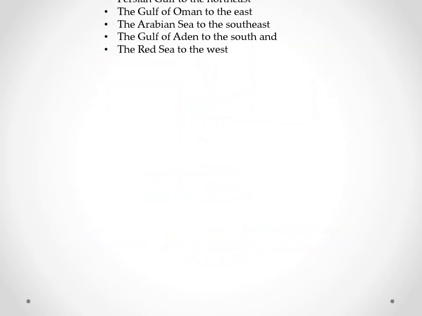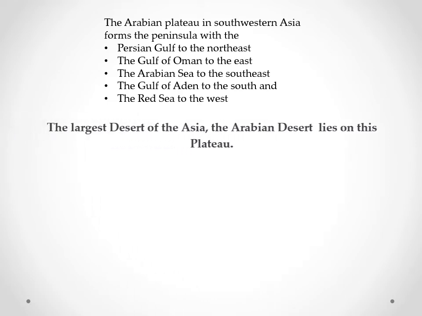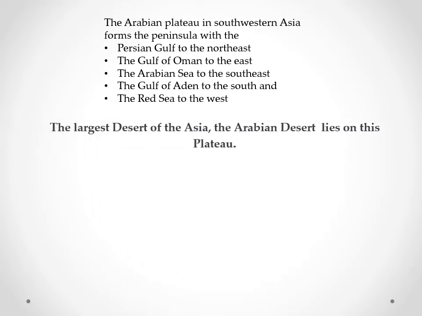The Arabian Plateau in southwestern Asia forms a peninsula with the Persian Gulf to the northeast, the Gulf of Oman to the east, the Arabian Sea to the southeast, the Gulf of Aden to the south, and the Red Sea to the west. The largest desert of Asia, the Arabian Desert, lies on this plateau.